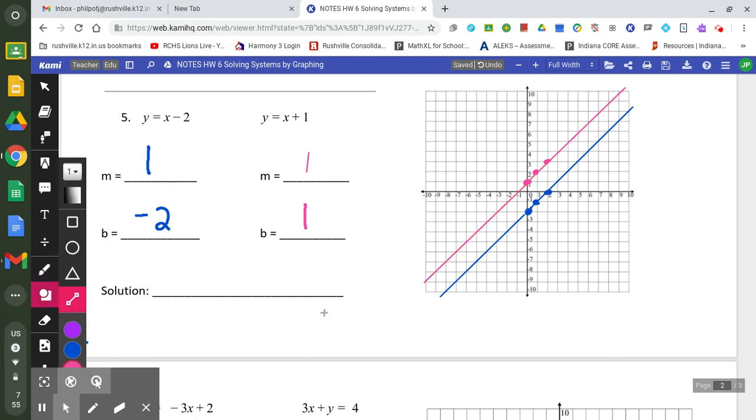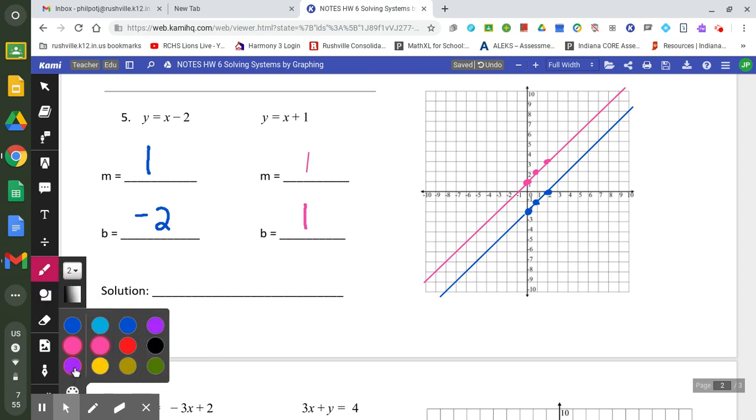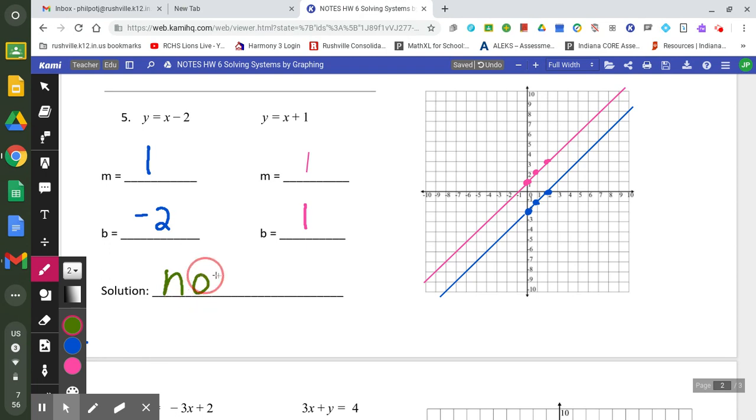And you will notice that my lines will never cross. So when they do not cross, their solution is no solution. And those lines are what we call parallel lines.